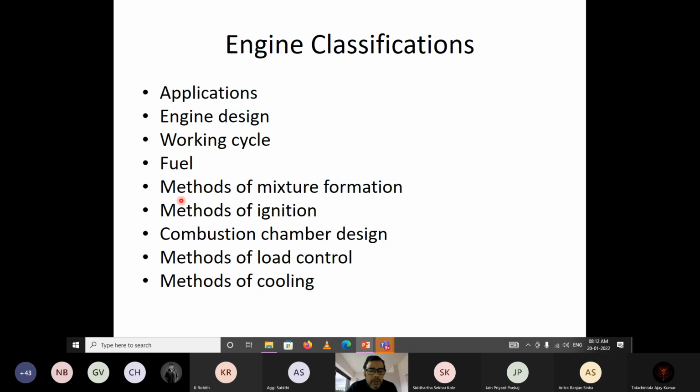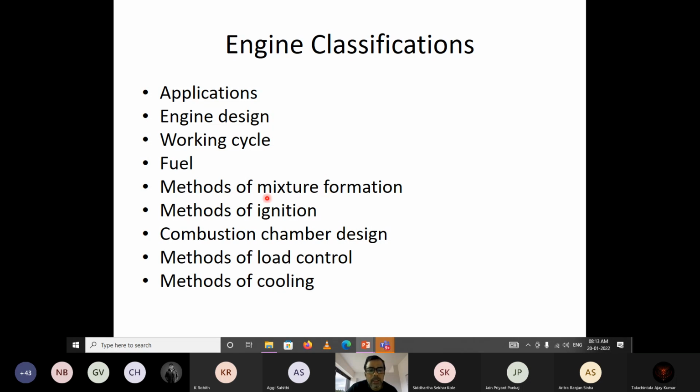Next thing is methods of mixture formation. We already know that in order to burn the fuel, we need an oxidizer. And in the internal combustion engine, the IC engine, we use air as an oxidizer. So the air and the fuel have to be mixed in a proportional amount in order to combust. So how is the mixture taking place?